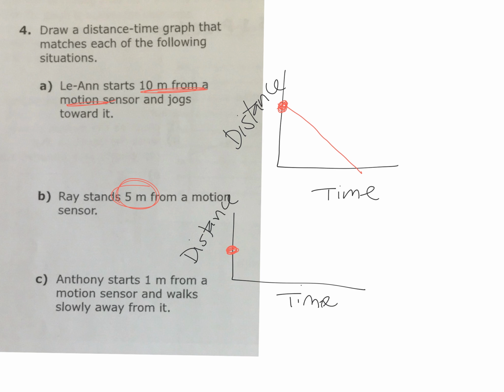Now, it doesn't say he's doing anything. He's just standing at the motion sensor. He's not moving. So what kind of line am I going to draw? Straight. Good, horizontal. He's not moving. He's just standing there. That's it.